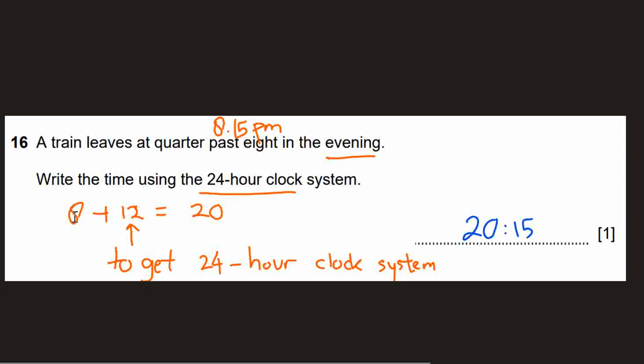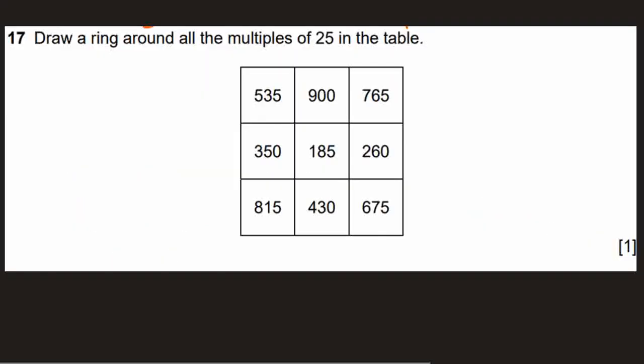Here's the answer. This is the explanation. Question 17. Draw a ring around all the multiples of 25 in the table. One minute from now.